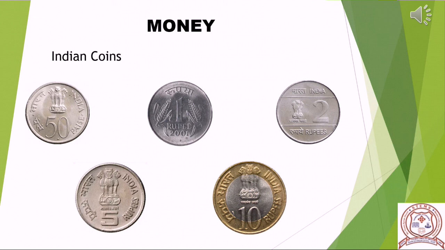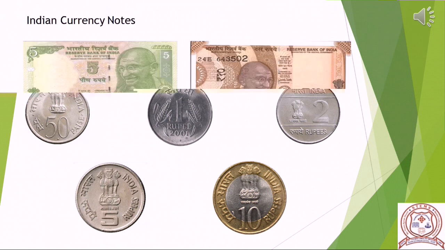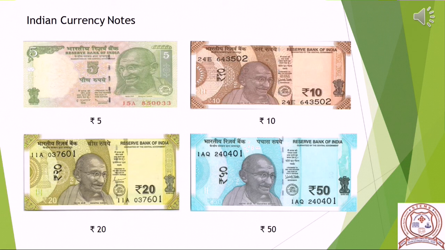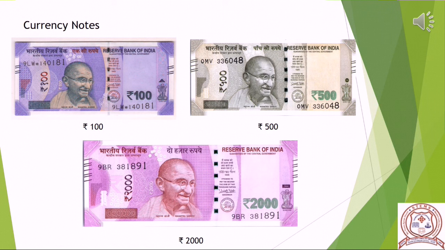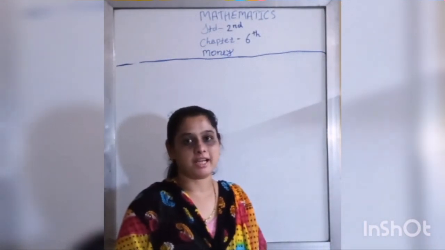We need many things in our daily life. To buy the things, we need money. In India, we use different currency. We use coins of 50 paise, 1 rupee, 2 rupees, 5 rupees and 10 rupees. These are some Indian currency notes: 5 rupees, 10 rupees, 20 rupees, 50, 100 rupees, 500 rupees and 2000 rupees. You see this type of currency in your daily life.